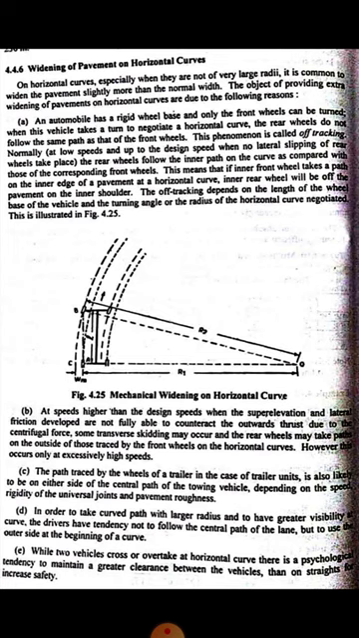In order to take a curved path with a larger radius and to have greater visibility, the driver has a tendency not to follow the central path of the lane but to use the outer side at the beginning of a curve. While two vehicles cross or overtake on a horizontal curve, there is a psychological tendency to maintain greater clearance between vehicles and then straighten, for increased safety.